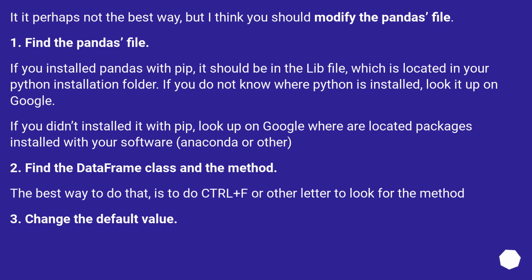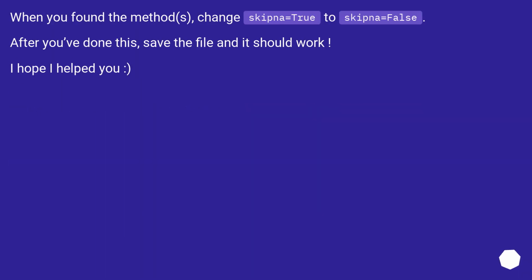2. Find the dataframe class and the method. The best way to do that is to press Ctrl+F and search for the method. 3. Change the default value. When you have found the methods, change skipna equals true to skipna equals false. After you've done this, save the file and it should work.